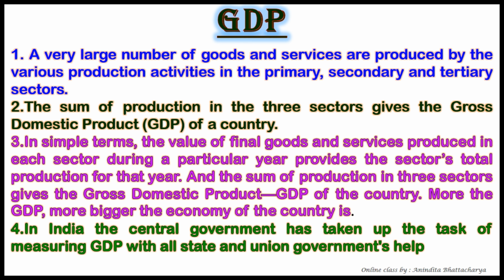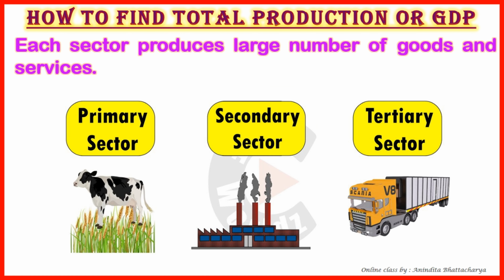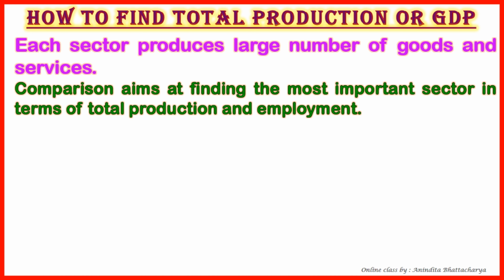Then the question is, who controls this procedure? So in India, the central government has taken up the task of measuring GDP with the help of all state and union governments. Then the question is, how do we measure the level of production in an economy, or we can say how to find the total production or GDP, because each sector produces a large number of goods and services. So in an economy different types of goods and services are produced.